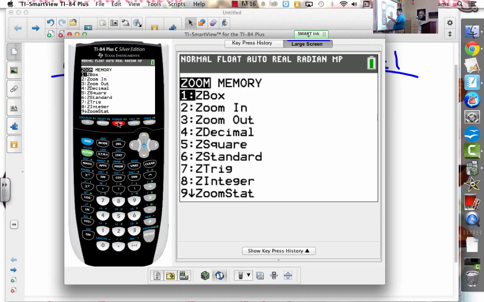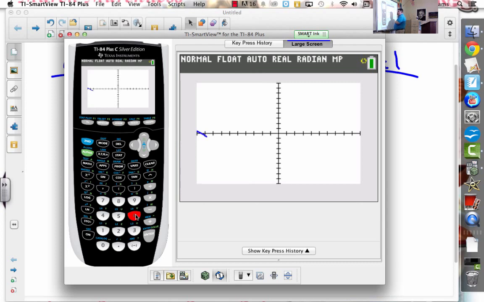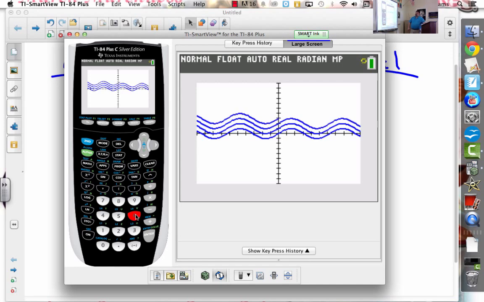Now what that does for me, and we're going to do a zoom standard, it'll graph the original function sine of x plus 0, which is the first element in list 1, and then it'll do sine of x plus 1, and then sine of x plus 2, and sine of x plus 3.